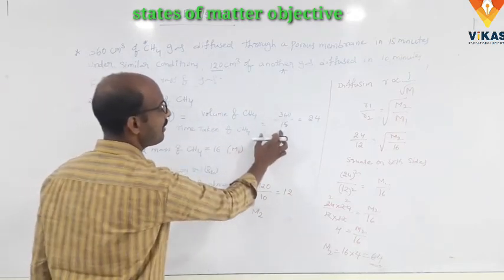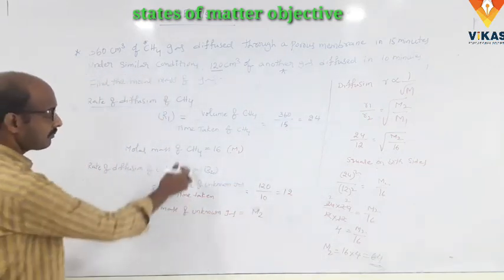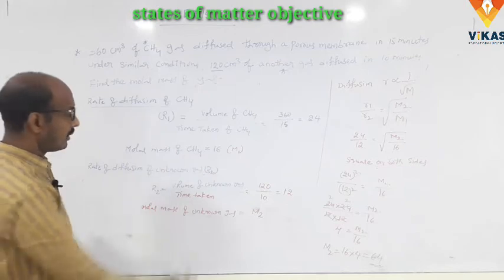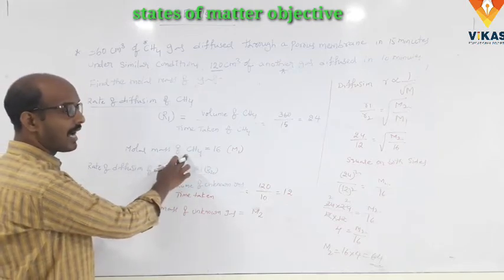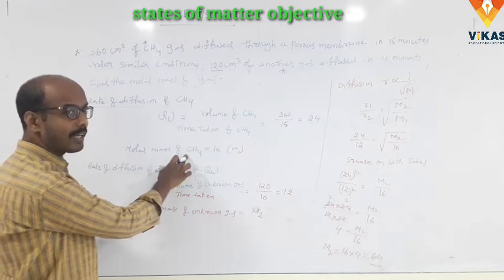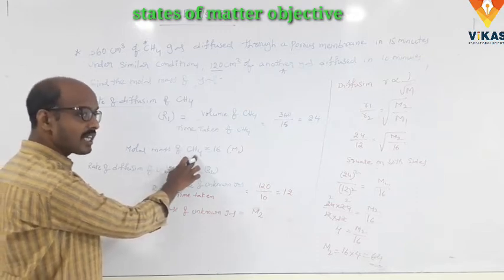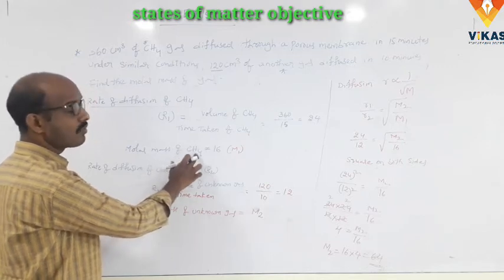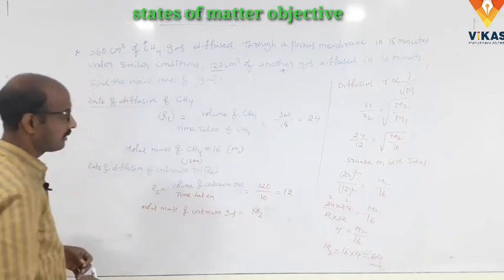That is 360/15, that is equal to 24. And molar mass, the molar mass of CH4. How to find it: carbon has atomic number 6 and atomic weight 12. Each hydrogen is 1. So 12 plus 4 is 16. That is M1.